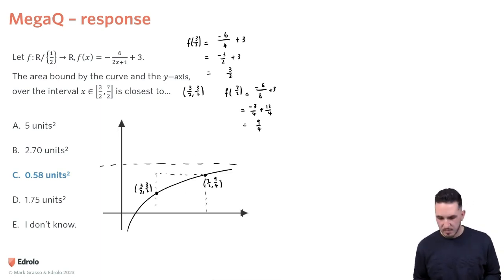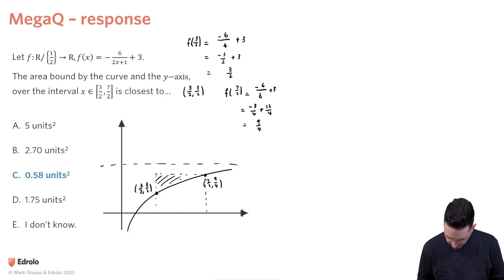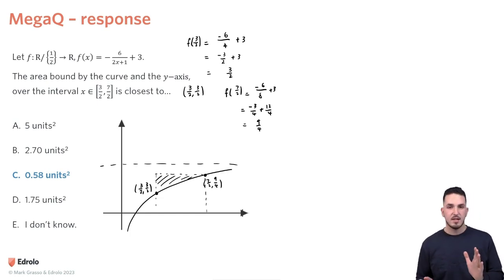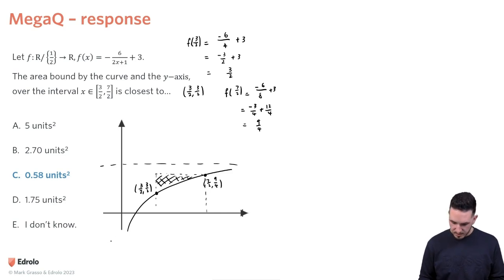So what we can see now is we want to find this shaded region, because it's over the interval x equals 3/2 and x equals 7/2. And to do that, we can find the area of the total rectangle and subtract the area underneath the curve. So essentially the area of the shaded region will just equal 9/4 times 2. So that's the area of the rectangle, because the distance between these 2 points is 2 units, because 7/2 minus 3/2 is equal to 2.